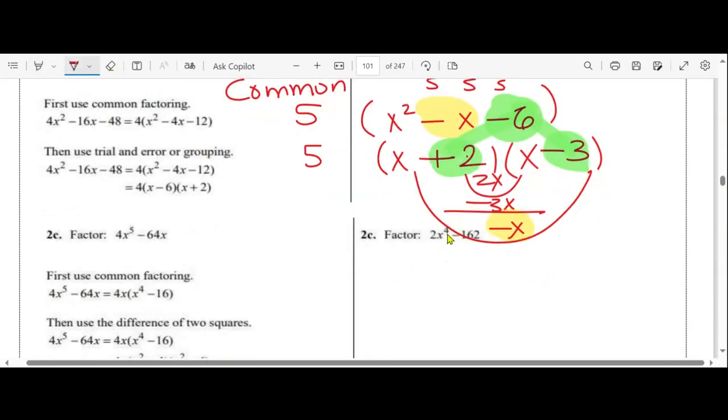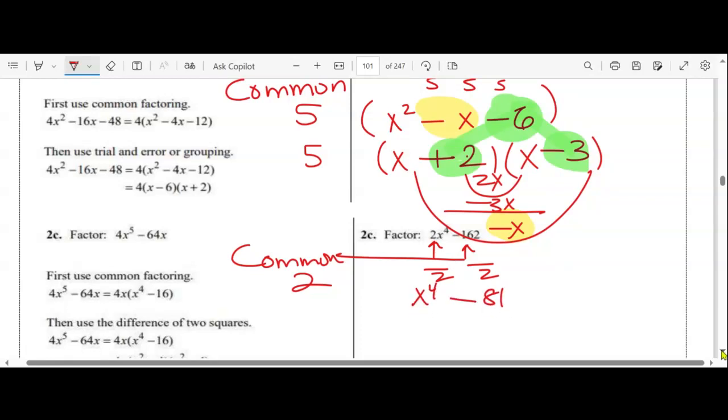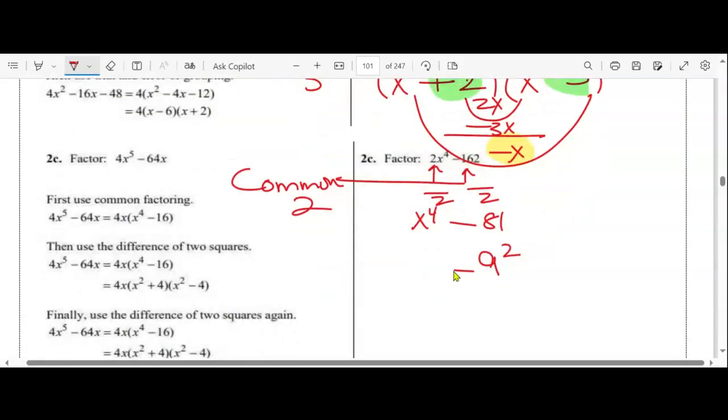Next one. 2x to the power of 4 minus 162. What is common here? 2 is common. So divide by 2. You get x to the power of 4 minus 81. Okay, 81 is what by what? And x to the power of 4 is x to the power of what? Squared, all squared, right? Now, is this a difference of squares or not?